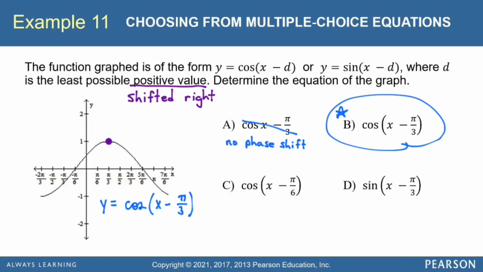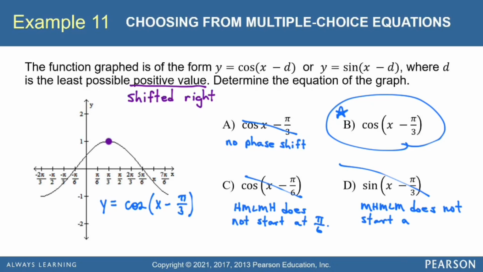In choice C, we have the right cosine function, but it's not shifted to the right far enough. You see, if you go out to pi over 6, you don't get the beginning of that high, middle, low, middle, high pattern. So that's the wrong phase shift. And then choice D has the correct phase shift, but not the correct function. Because if we were looking at a sine function that was shifted to the right pi over 3, we would expect this to be the beginning of the middle, high, middle, low, middle pattern. But that's not what we saw. So D is wrong because it's not the right function.